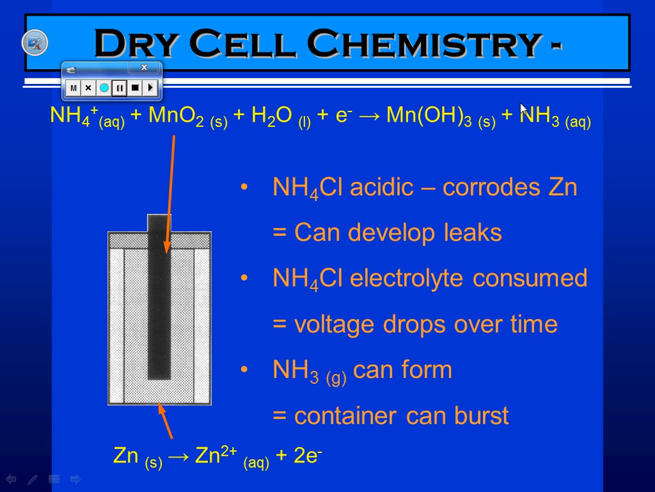Finally, even though the ammonia that's being produced is aqueous here, if enough ammonia is produced, it can form gaseous ammonia, and gases take up more volume, so that can cause some pressure inside the cell. You sometimes see old batteries which are swollen up, and that's because the gaseous ammonia inside has swollen the battery, and that can damage the battery and mean you can't use it anymore. So that's the negative side of the chemistry of the dry cell.